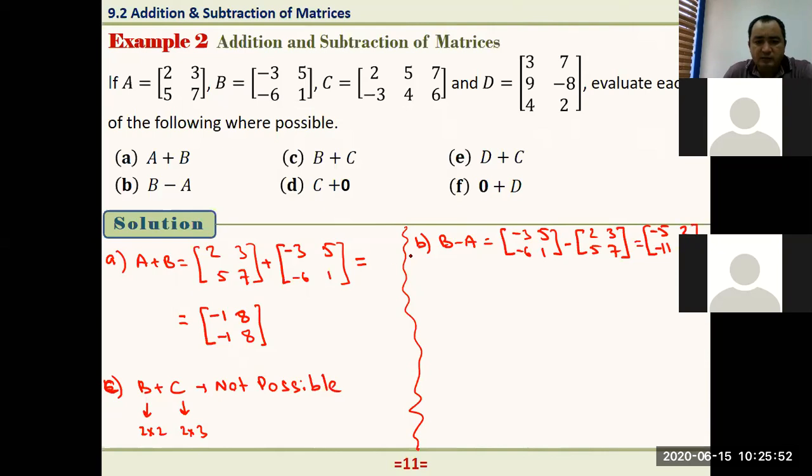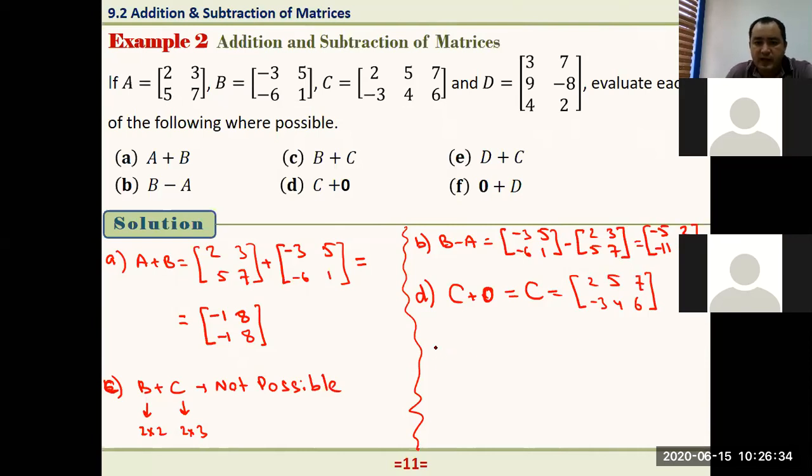A is done, B is done, C is done. Now question D. Here we have D. This is C plus 0. Actually, bold-faced 0 here. Also in matrices, if you add 0 matrix to any matrix, it doesn't change, right? That's just equal to C. What is C? C equals this. We know the answer, so that's equal to just 2, 5, 7, negative 3, 4, 6.